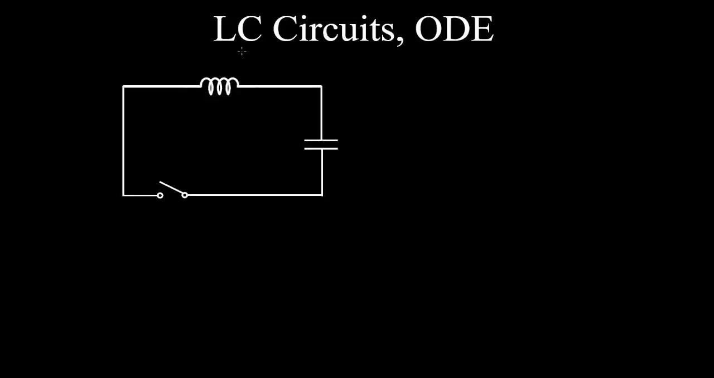Let's derive the differential equation for a circuit with an inductor and a capacitor. And here, the capacitor is fully charged initially. But note that this charge had to come from somewhere. So we would have had some EMF source in the circuit, being a battery.